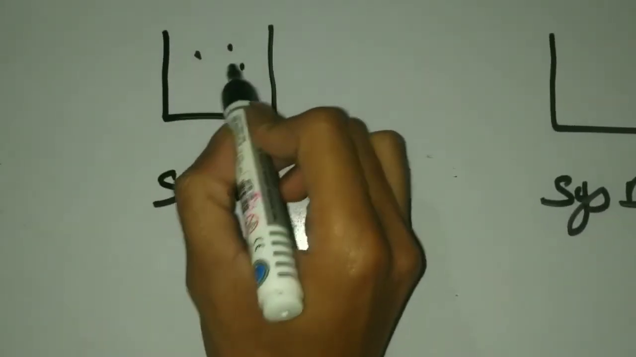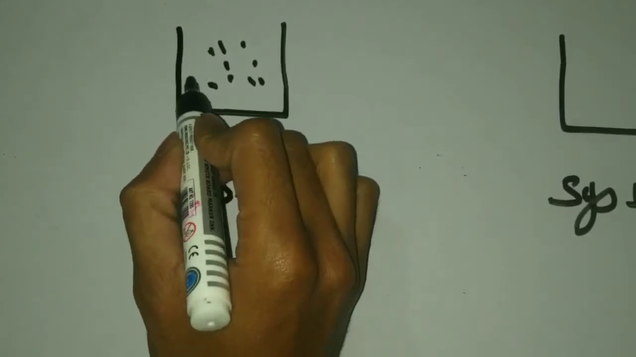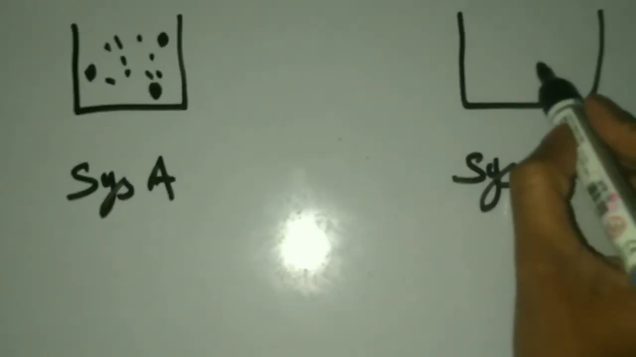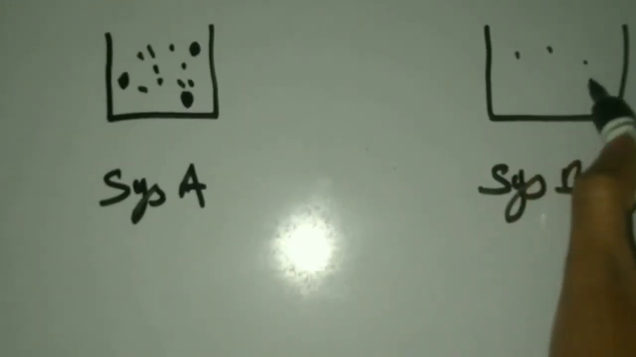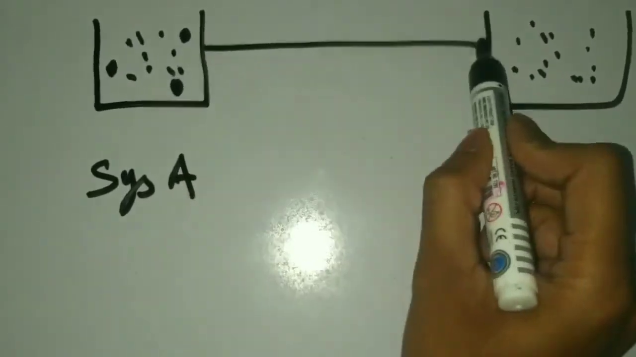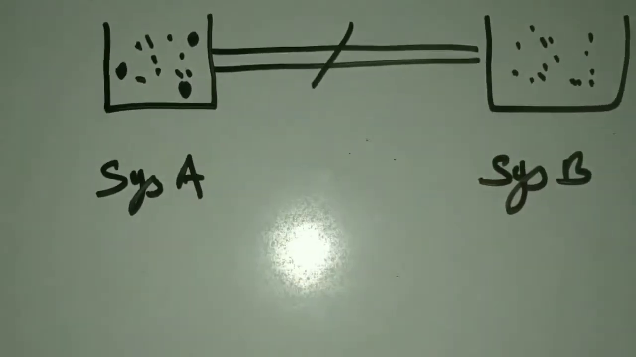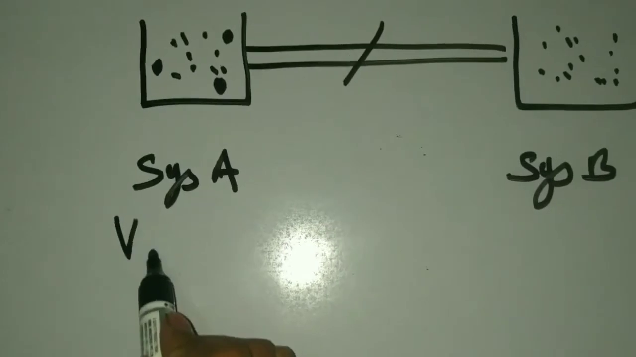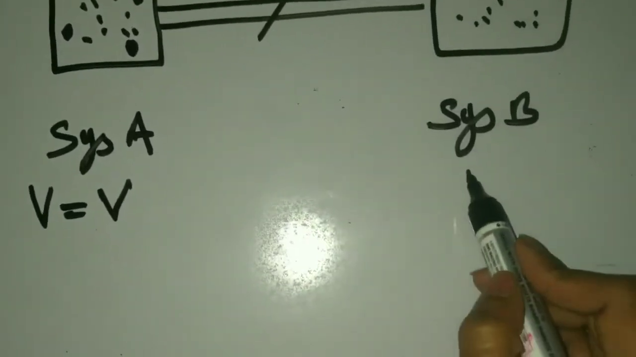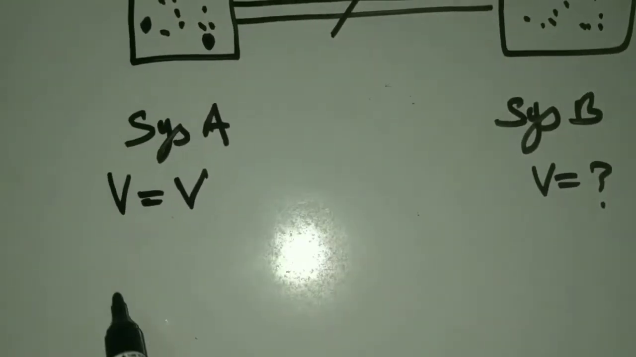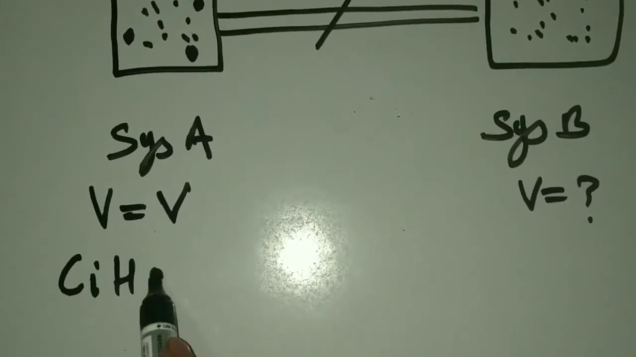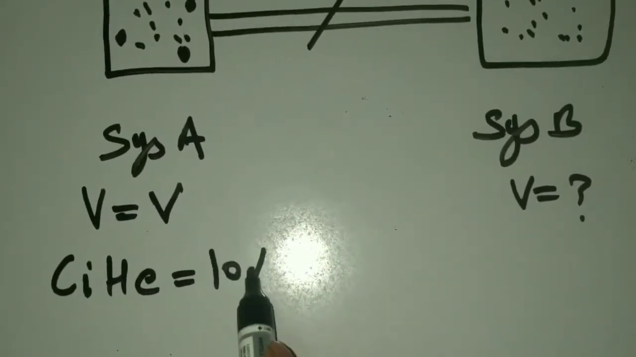Let's suppose we have some air here, and in this helium is mixed, and we have a system B which doesn't have any helium, just simple air. Now if we connect these systems, we have a valve here. The volume of system A, let's suppose, is V, and the volume of system B we have to measure. Now in system A we have an initial concentration of helium, let's say it is 10%.